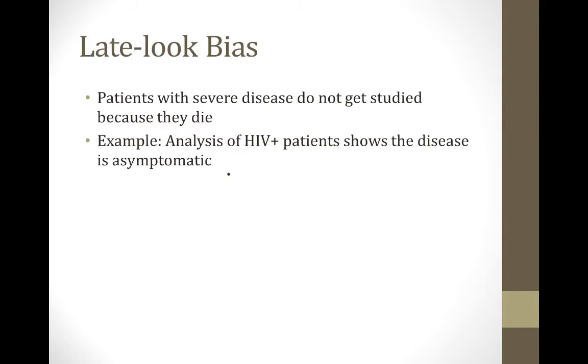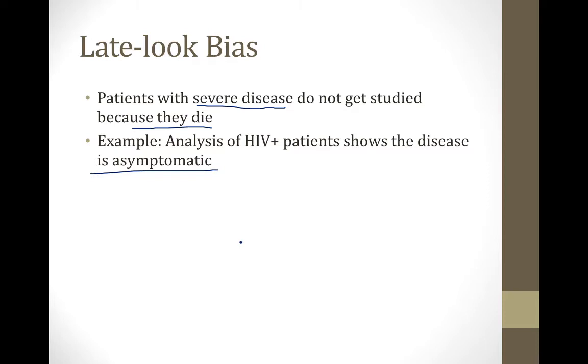The late look bias is a type of bias that happens in surveys or polls or other cross-sectional studies where patients with severe forms of disease do not get studied because they have died. For example, suppose we were conducting a survey of HIV positive patients to determine their symptoms, and the survey showed that HIV patients are asymptomatic.